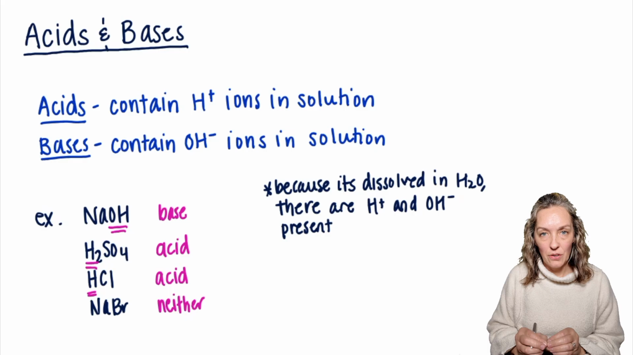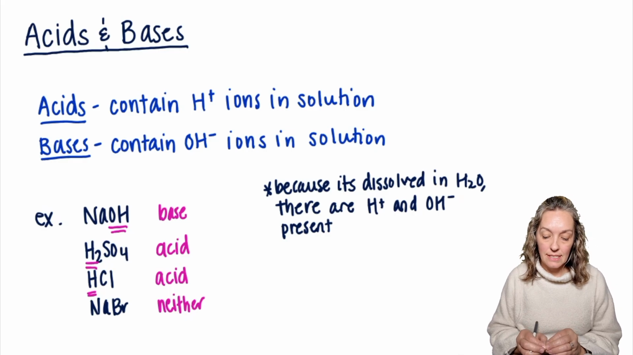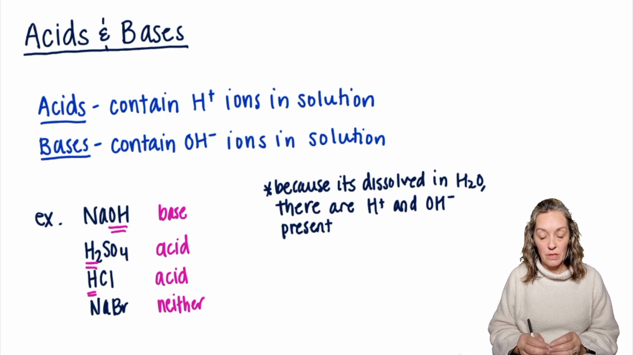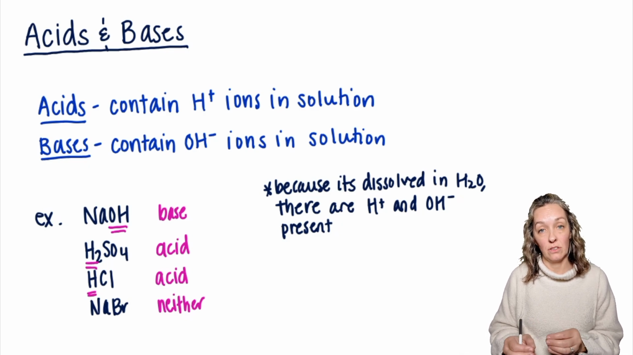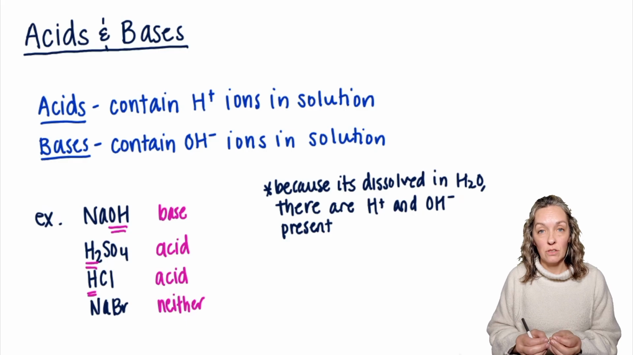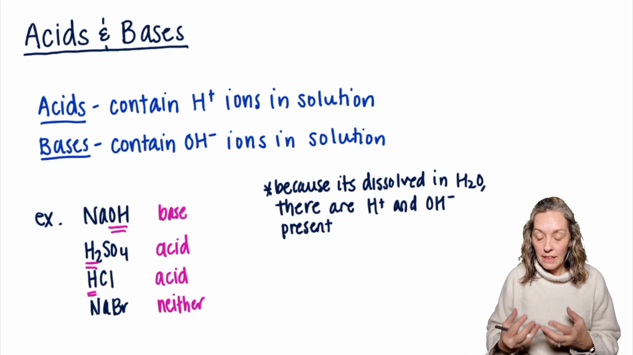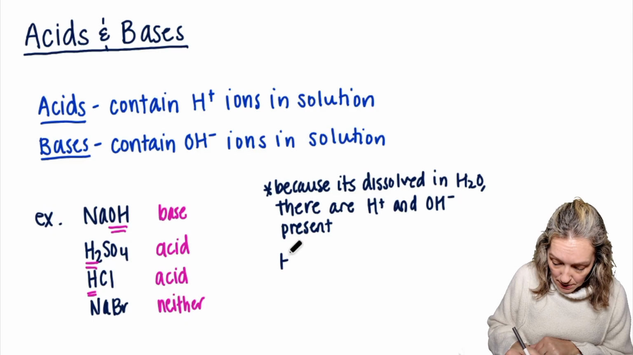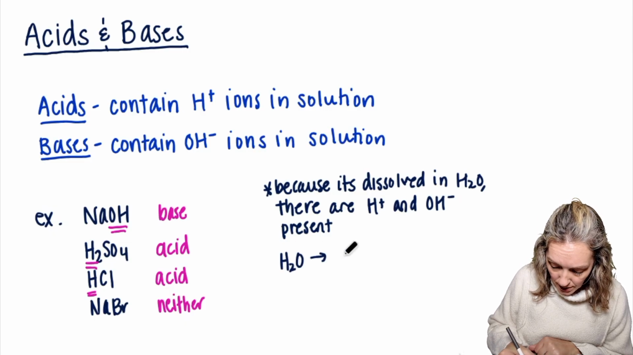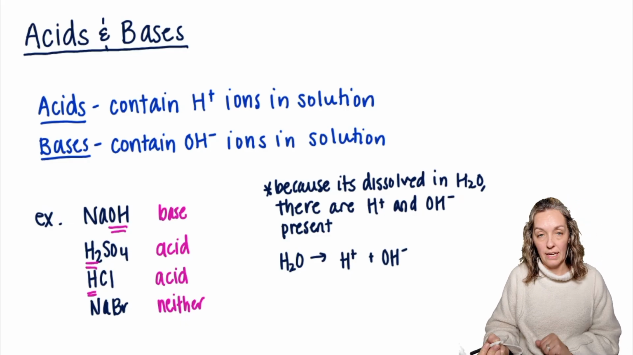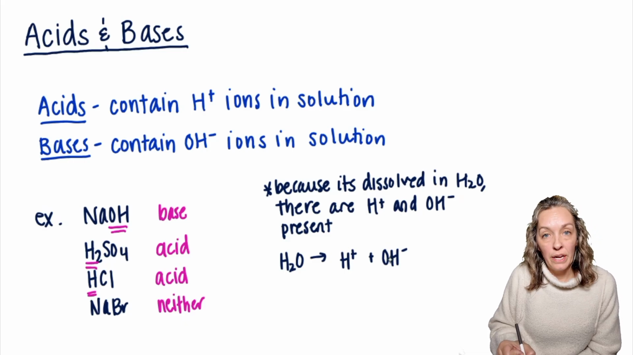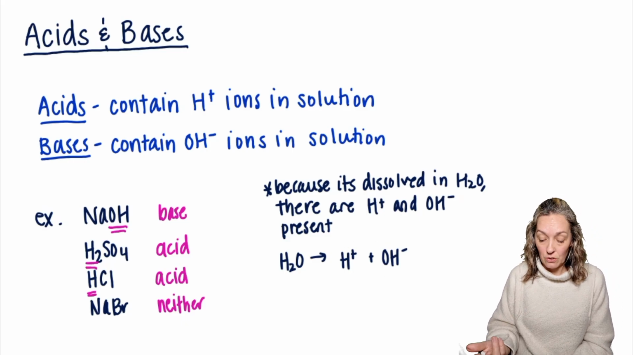One thing that we want to take note of is that our definition says that an acid contains H+ ions in solution. Same thing with the base. We're looking for OH ions in solution. Now, because it's a solution, that means that there's a solvent, and that solvent is typically water. Water is unique because water is comprised of both an H+ and an OH ion. So there are some H+ ions and OH ions in every single solution.